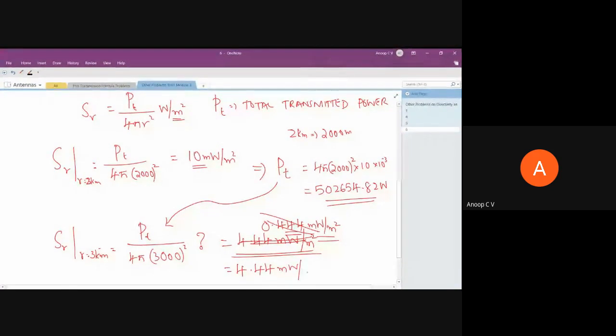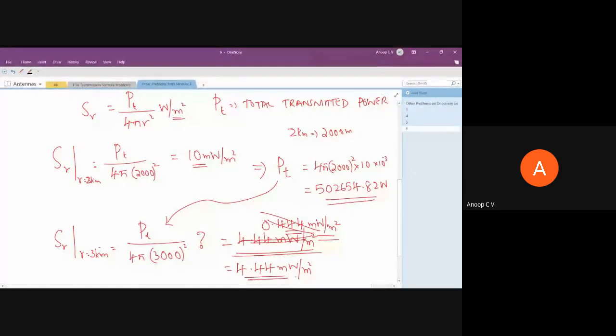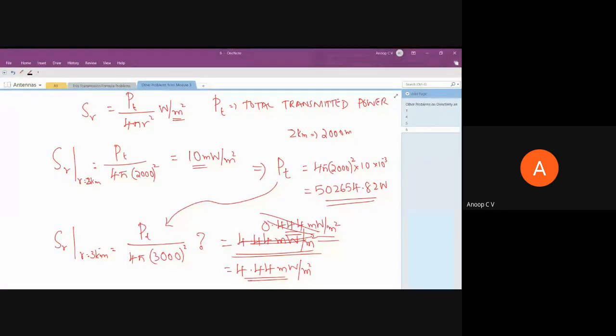4.44 milliwatts per meter square. So it is 4.44 milliwatts per meter square. Just cross check once again. All of you please do try. I have taken this question from a previous university question paper. So whatever it is reducing, almost from 10 to 4.44. Okay, maybe you can cross check later. Not a problem. So that is it.